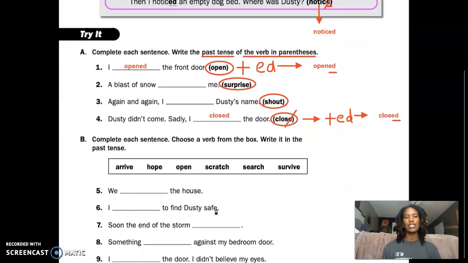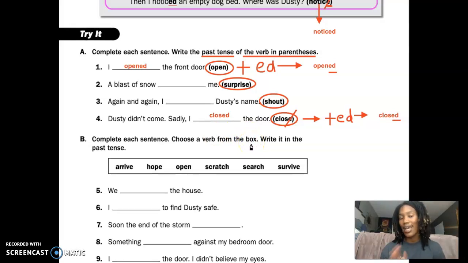All right, now for part B. Part B says, complete each sentence, choose a verb from the box, okay? Not just any verb, guys. It has to be the correct verb, okay? So write it in the past tense, okay? Past tense. That means it has to have ED on the end.